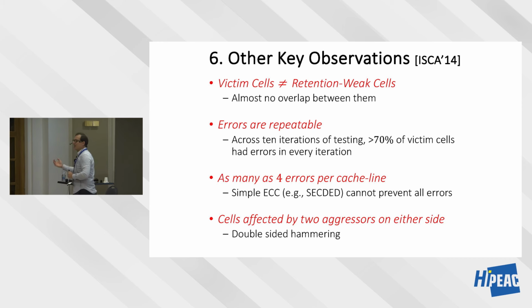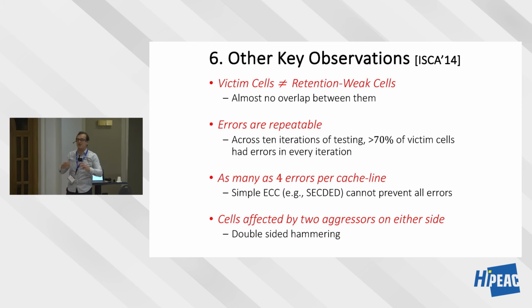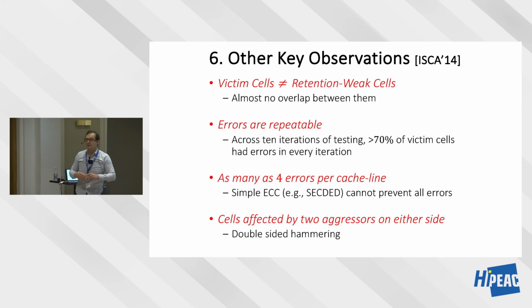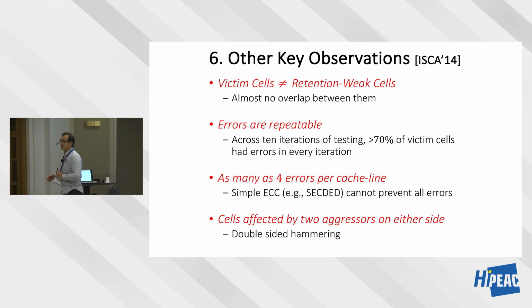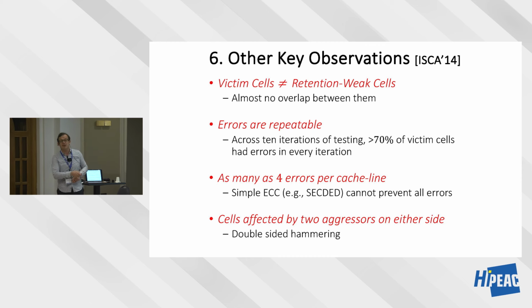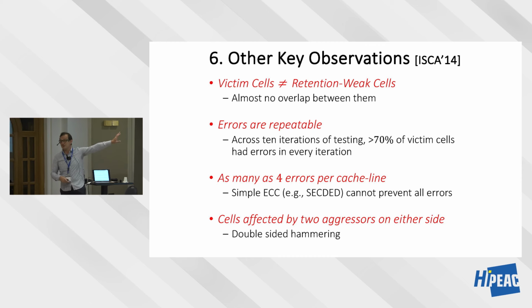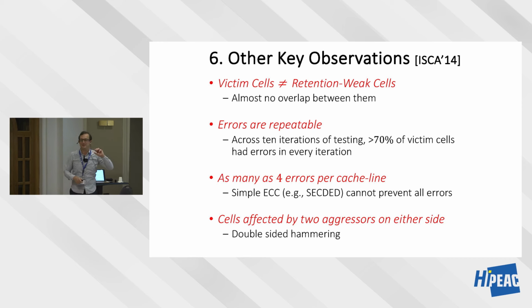And then you may say, okay, error correcting codes. You may actually have error correcting codes in DRAM. Would it fix the problem? And the answer is no. We're going to see this over and over and over. Simple ECC, single error correcting, double error detecting codes cannot prevent all errors because you get about 4 errors per cache line. This is our original results. We'll see much more later on.